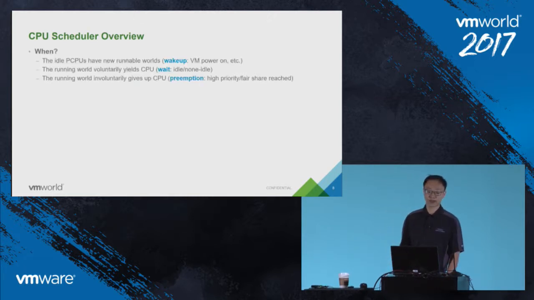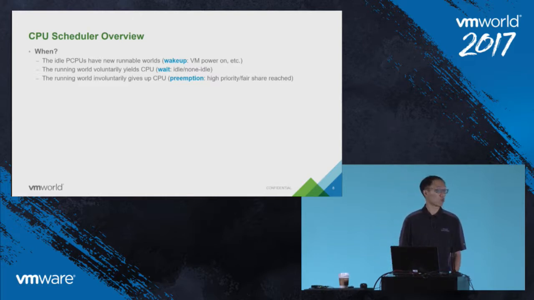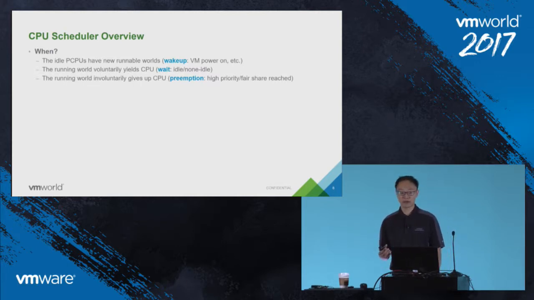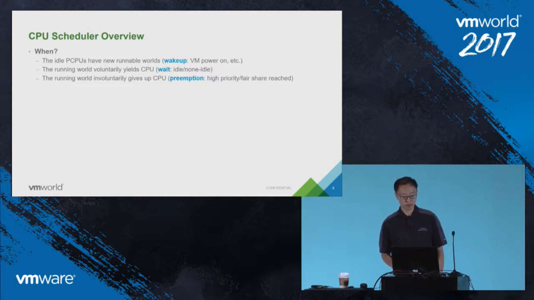So let's talk about when. When would the scheduler run? The scheduler runs in three different cases. First case is what we call wake up, right? The system is idle, a new VM is powered on, a new vCPU got woken up, so the scheduler comes in and runs the workload. The second case is when the workload goes to sleep or halt, saying, I'll wait for some event to happen. Hey, I'm waiting, run something else.